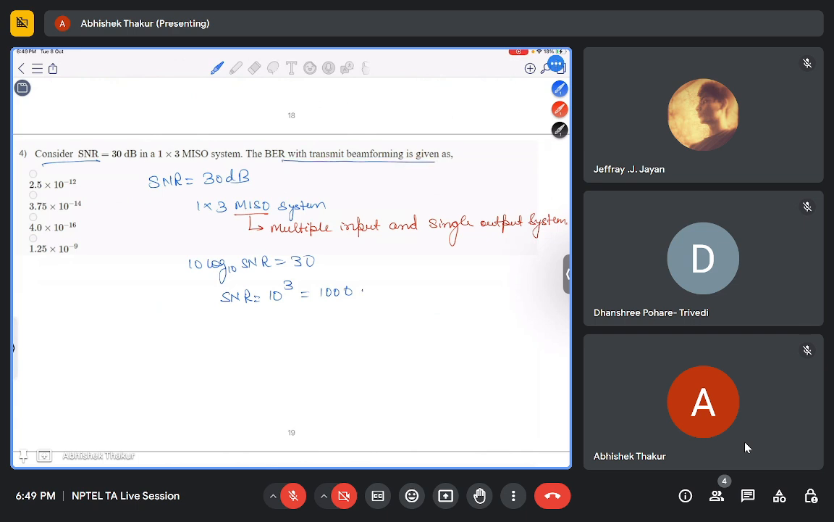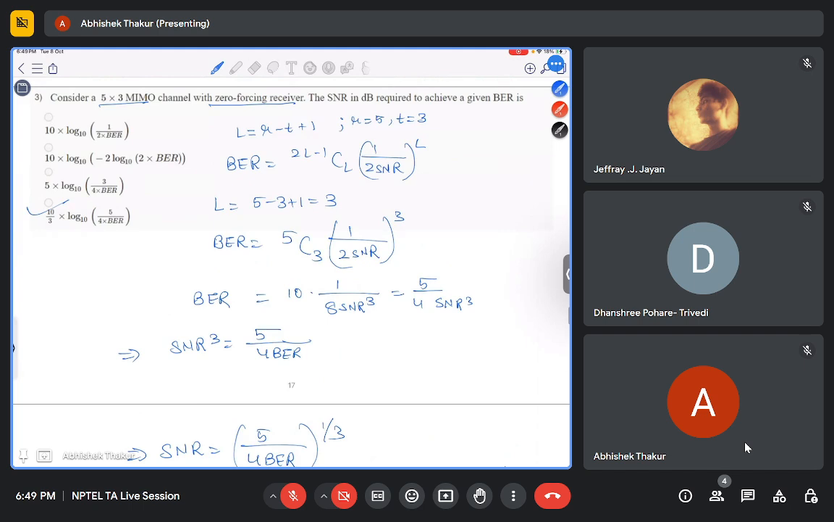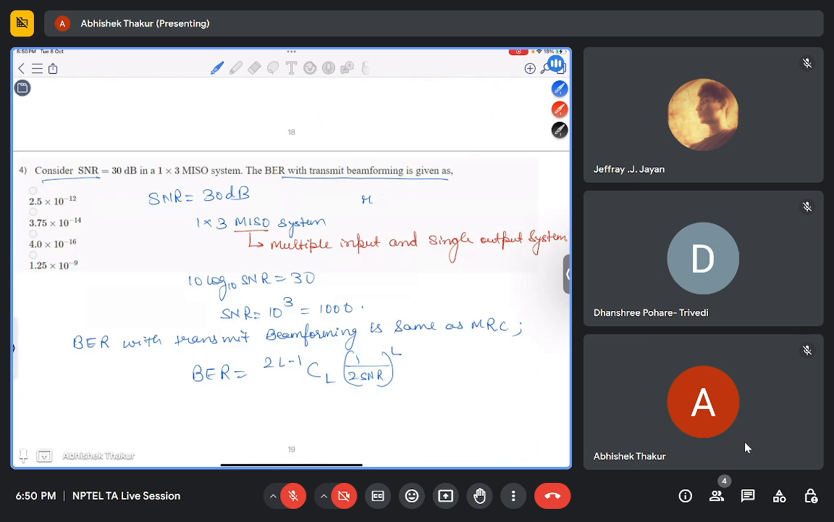Now it's asking the bit error rate with transmit beam forming. So the bit error rate with transmit beam forming is the same as MRC, maximal ratio combining. So bit error rate will be 2L minus 1 C L, 1 by 2 SNR to the power of L. So here L is R minus T plus 1. So R is equal to 1, T is equal to 3.